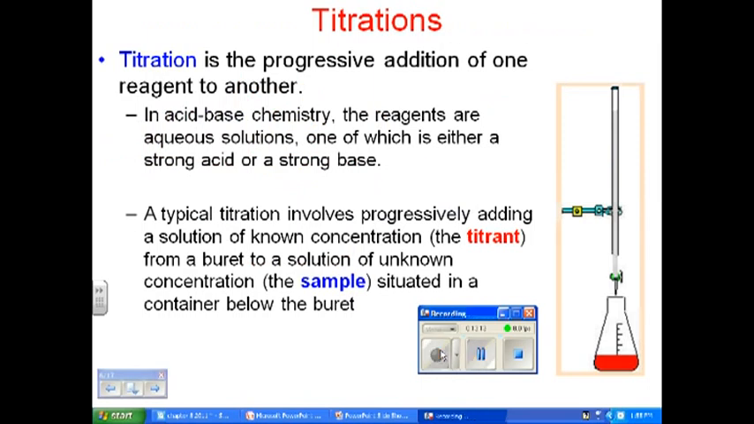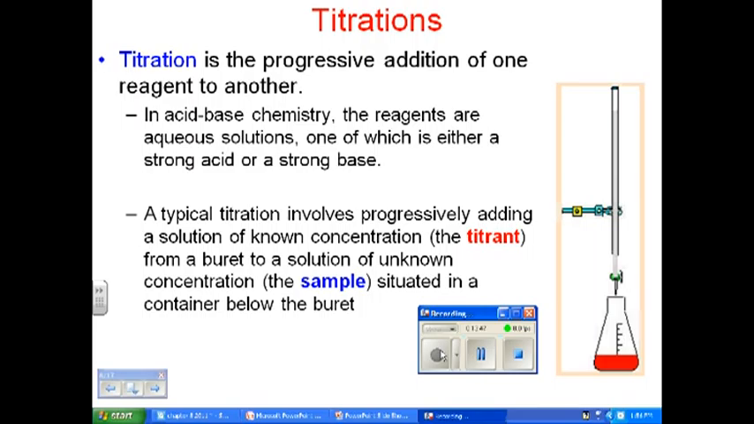Okay, so just to make sure that you know the difference between some of the terms involving actual titration: titration is the progressive addition of one reagent to another. That is a titration, and you always do it if you know the concentration of one thing, you're trying to find the concentration of the other. In acid-base chemistry, the reagents are aqueous solutions, one of which is a strong acid or strong base. So you're always reacting it, typically with hydronium or hydroxide.